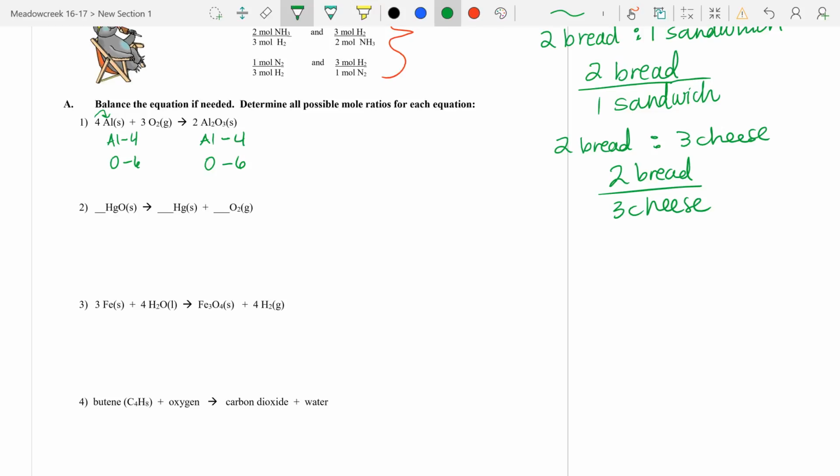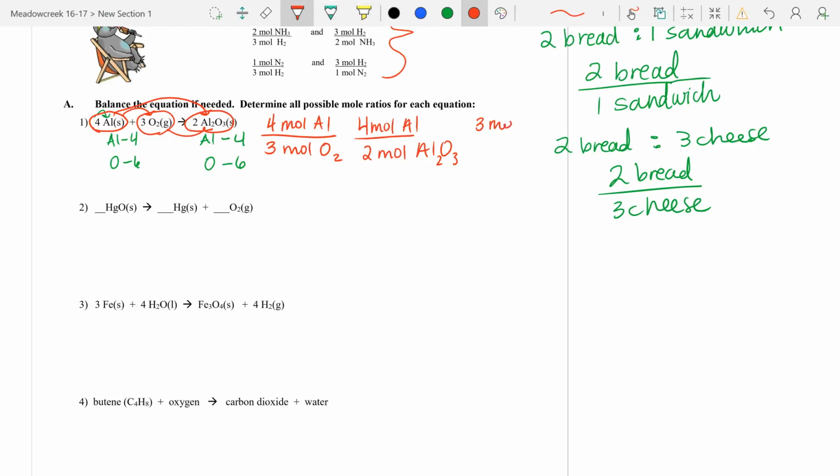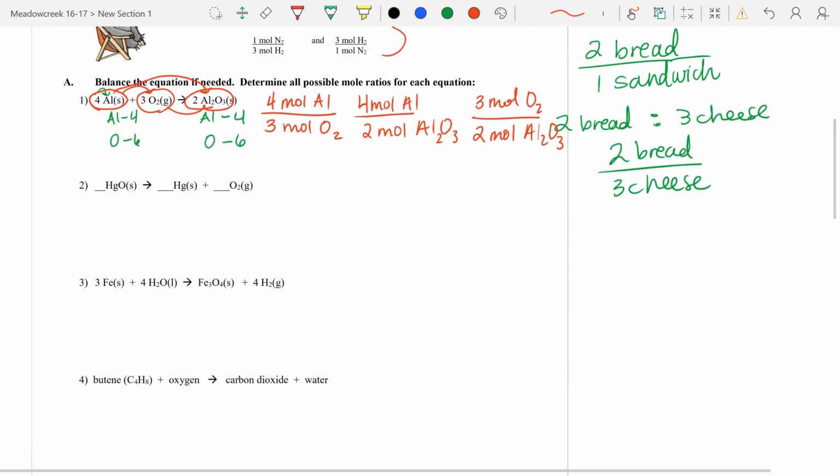So with it being already balanced, I just need to write all the possible mole ratios. I'm going to see the relationship between aluminum and oxygen first and say that I have 4 moles of aluminum for every 3 moles of oxygen. It also has a relationship with aluminum oxide. I need 4 moles of aluminum for every 2 moles of aluminum oxide. Okay, these are the relationships that it has. But there's also a relationship between oxygen and aluminum oxide. And so that would be 3 moles of oxygen gas for every 2 moles of aluminum oxide. Now you're going to need to go through and balance all of these equations and write them out in order to do what we're going to do on the back.